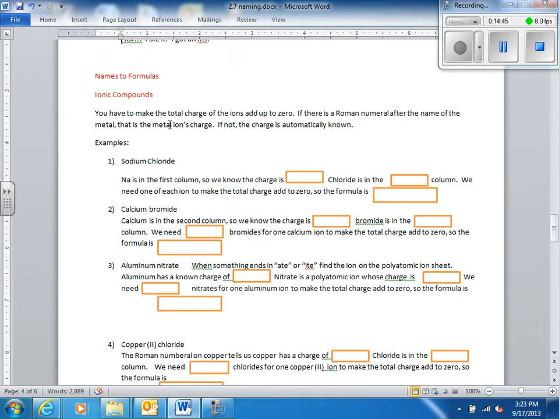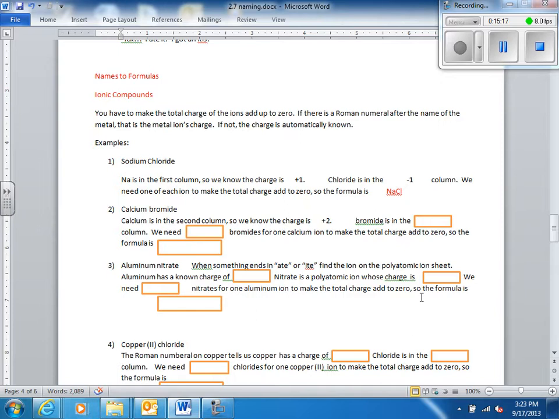Okay. Ionic compounds, we need to make the charge add up to 0. You know you have an ionic compound if you have a metal and a nonmetal. So Na, you look it up, first column, we know the charge is 1. Chloride is in the, which column? -1, -2, -1. So to balance this out to 0, we need 1 of each, and the formula would be just NaCl. All right, calcium bromide. Calcium, we know the charge, it's in the second column, that means the charge is 2.